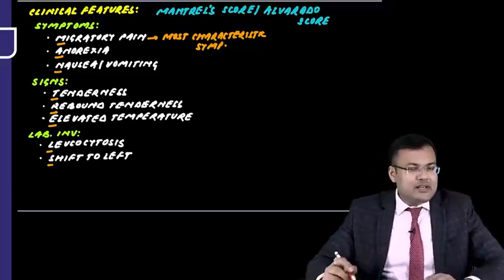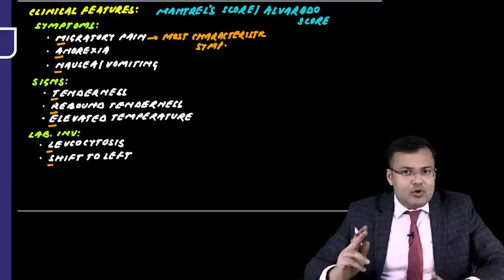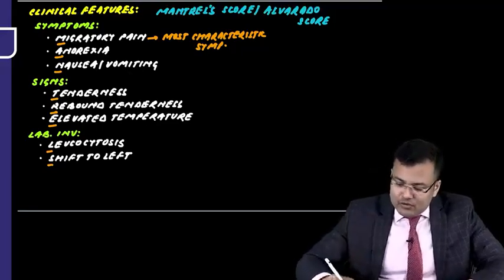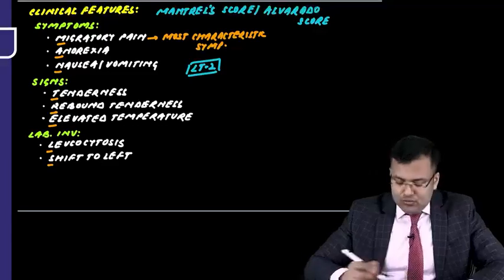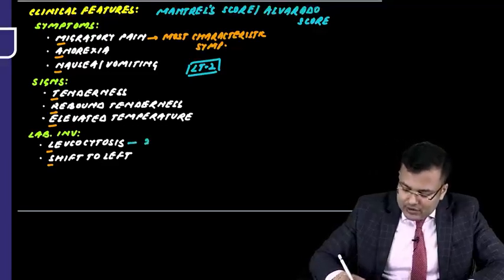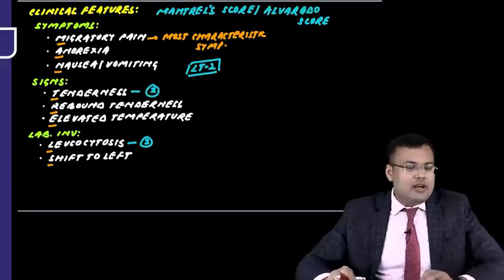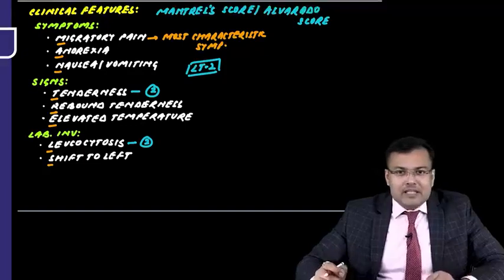How many components are there? Total 8 components are there. Out of 8 components, 6 components are having score of 1. Only 2 components are having score of 2. So which 2 components are having score of 2? How to remember? LT2, full form, lecture theatre second floor. So L, leukocytosis, and T, tenderness. These are having score of 2. Rest all are having score of 1. So how much is the maximum score? Maximum score is 10.